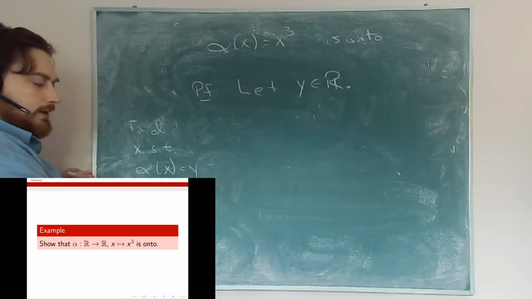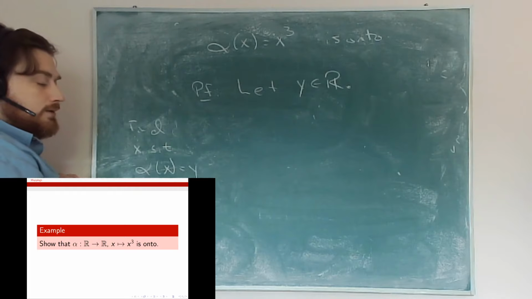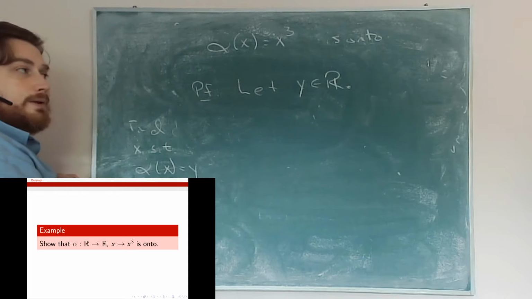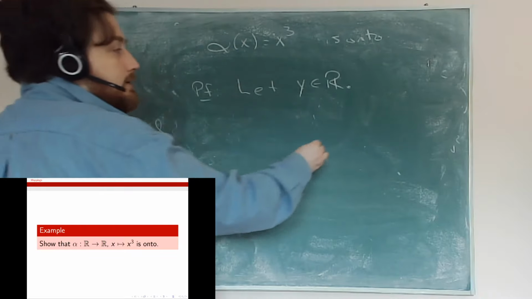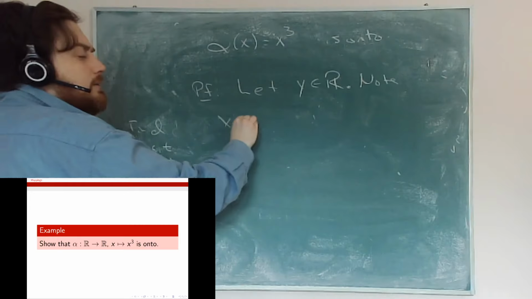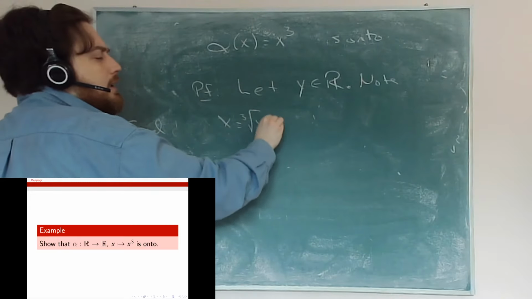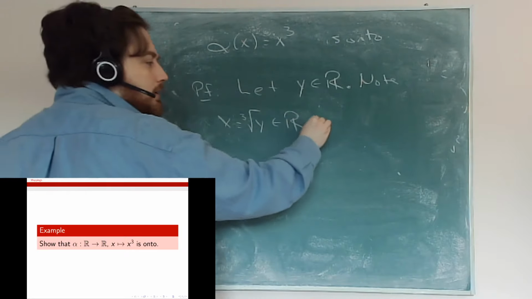So I know that if I take the cube root and plug it into the function, I'm going to get out y. The only thing to be careful of here is that if I take an arbitrary real number, can I always take the cube root? Well, the domain of an odd root is all real numbers. So therefore we can say, note that x equals the cube root of y is a real number because you can always take the cube root.